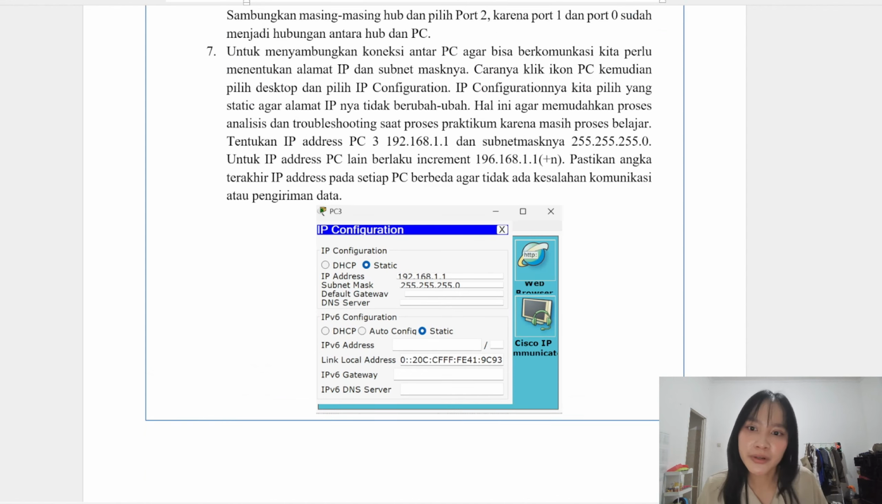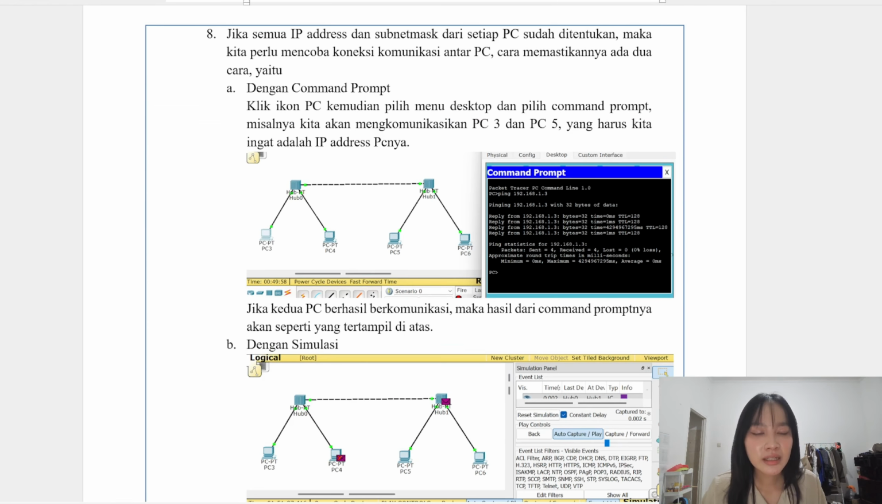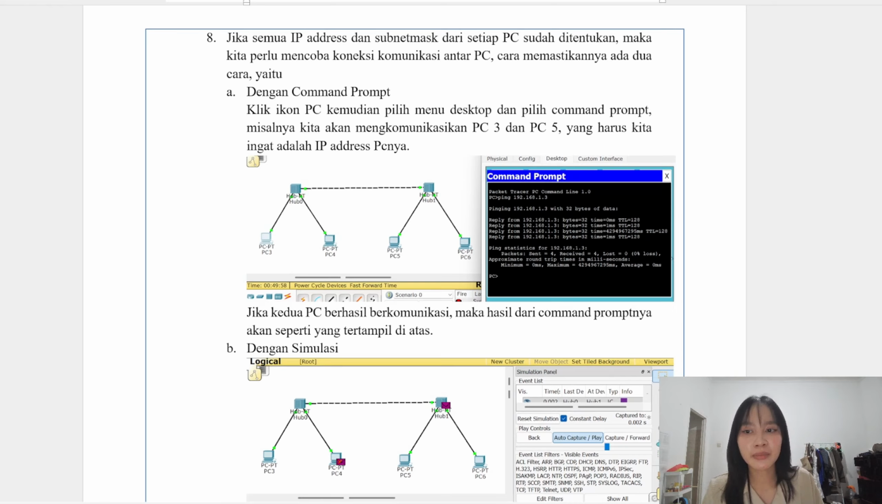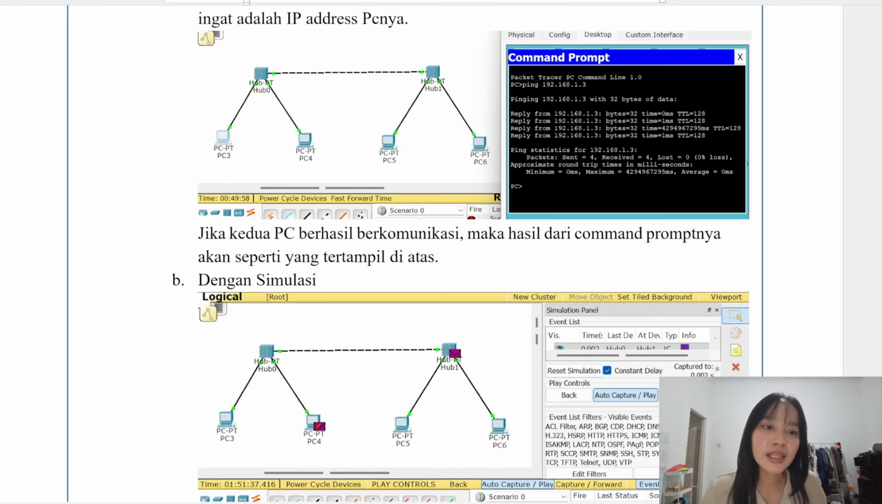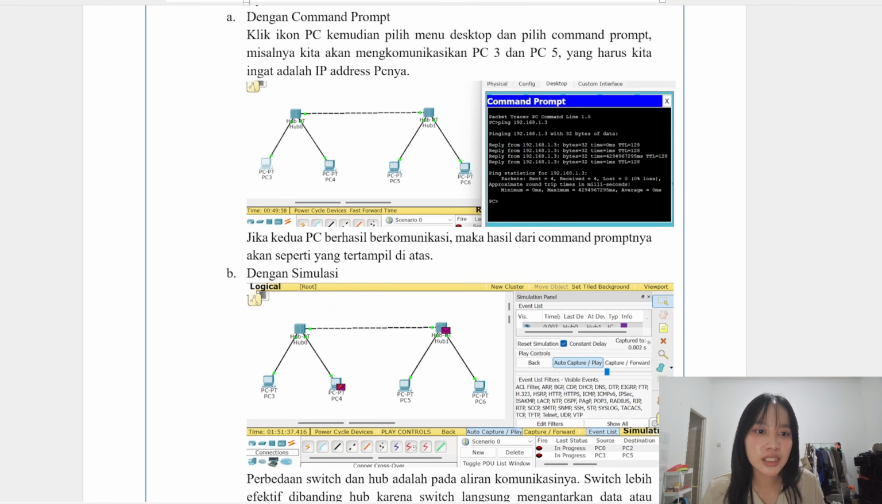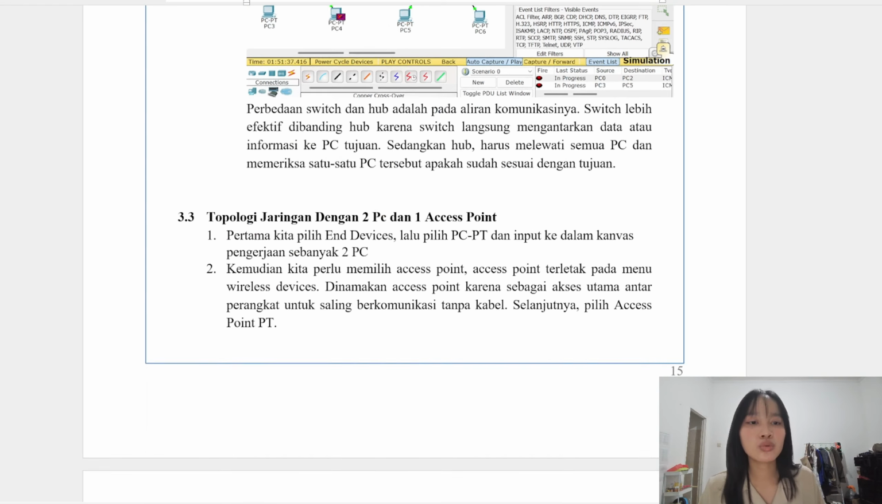And same as the previous practicum, to connect the PC, we also have to set the IP address and subnet mask. And if you're done, we have to check again if the connection is successful or not. And we can do the same thing: the first one is using command prompt, and the second one is using simulation. And if you see this output like on the screen, then it means you successfully connected two devices.